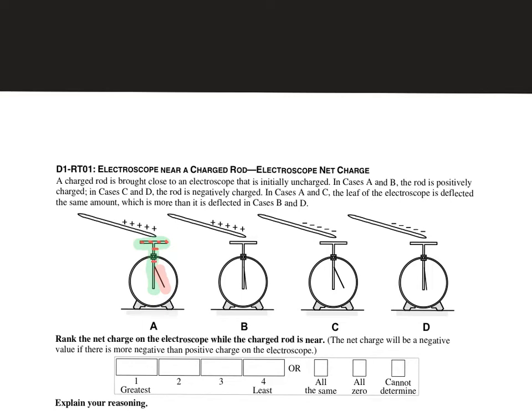And if that's true, it exposes a bunch of positive atomic cores. So the bottom of the electroscope became more positive. The top of the electroscope became more negative. But what happened to the net charge?